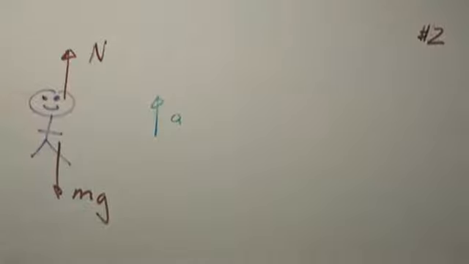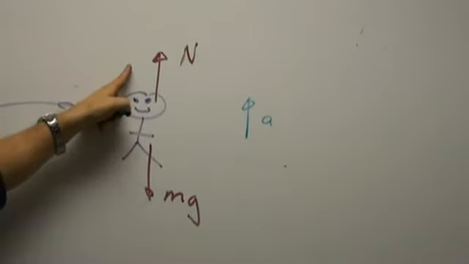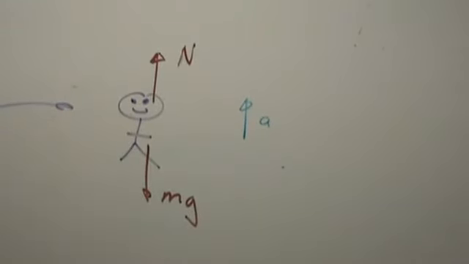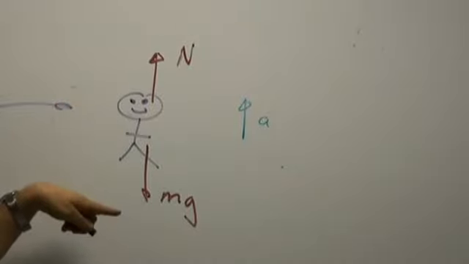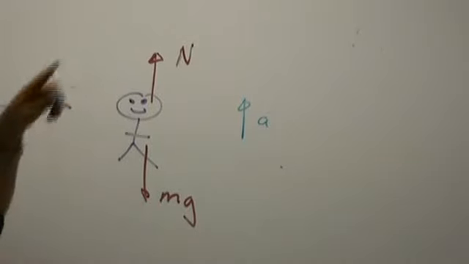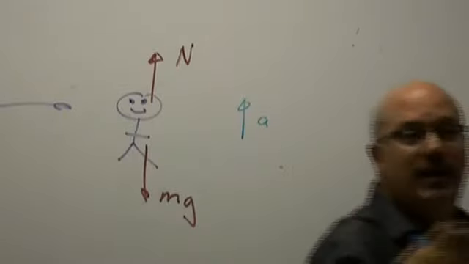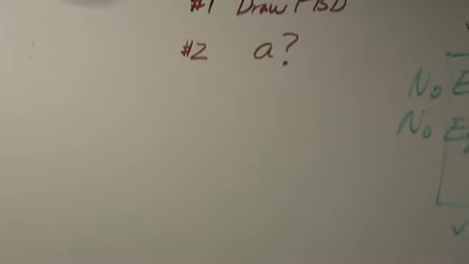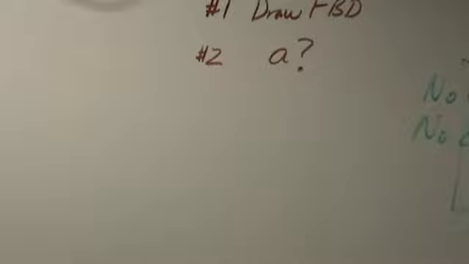If you're accelerating up, what does that tell you about these two forces? Normal's greater. Normal is bigger than mg. So you weigh more. Which one changes? Normal. Why? Because it's a lazy force. It does what's necessary. By accelerating up, do you change how gravity pulls on you? No. So this one must get bigger.